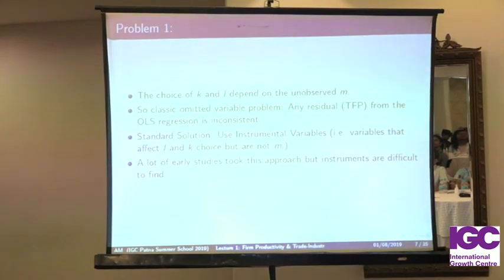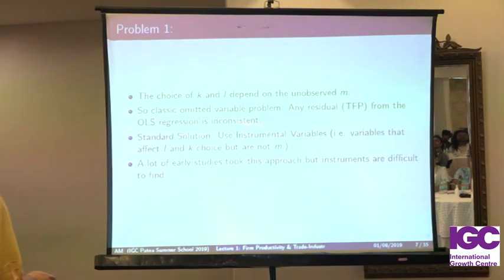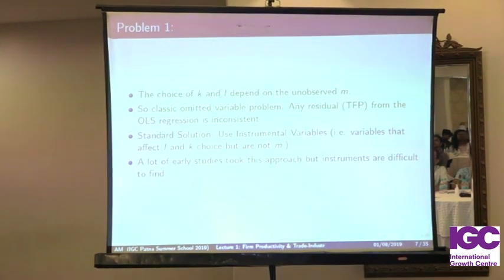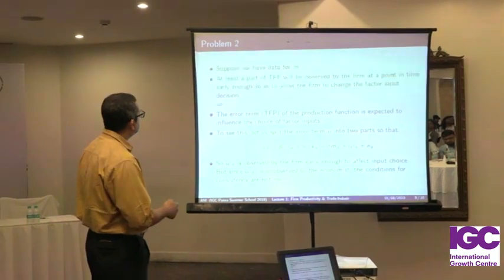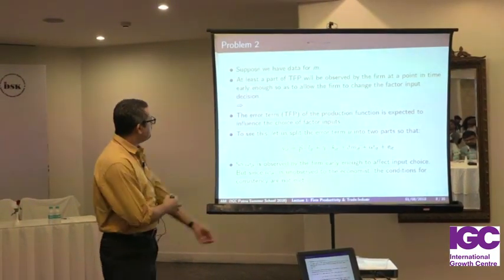Okay. So this is basically called a classic omitted variable problem. There's a variable that matters, but you don't have data for it, and so any residual which you get from OLS regression is inconsistent. So basically it means it's not the TFP. Okay, let's forget that. So problem 2.